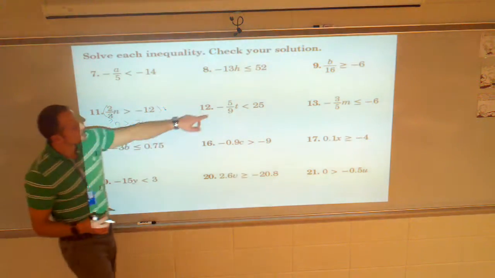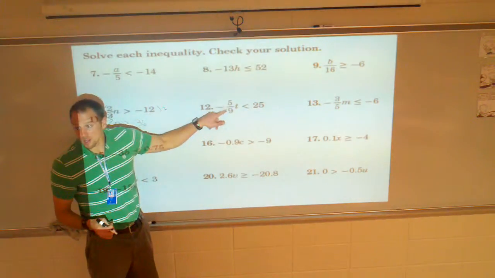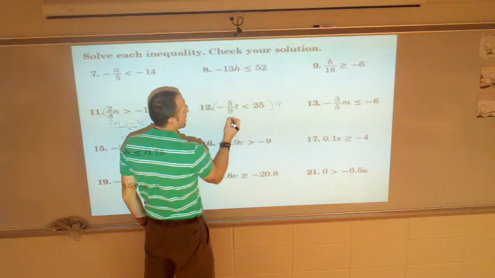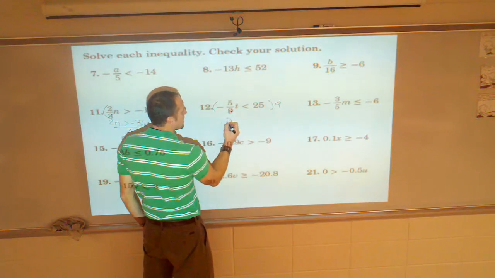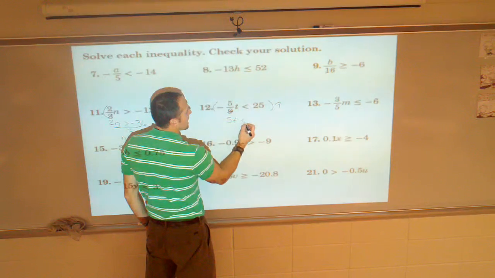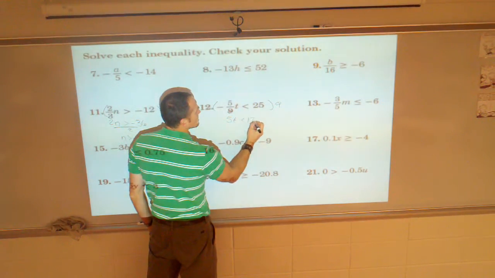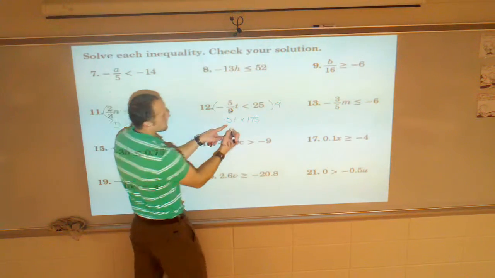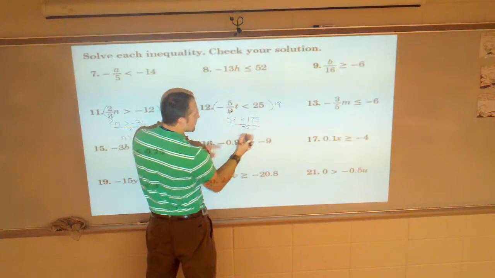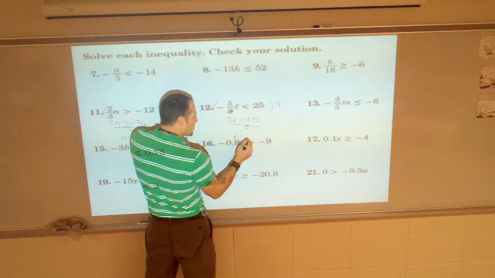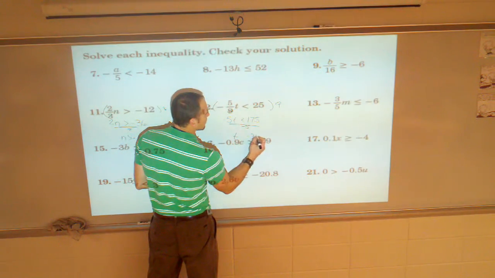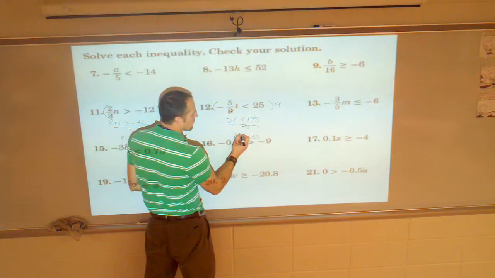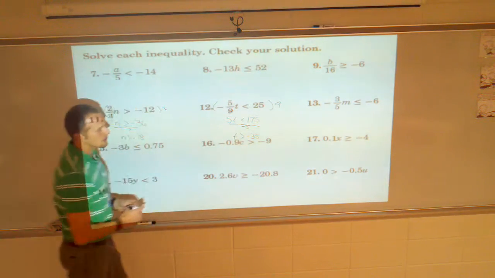If I'm doing this one, the first thing that I would probably do is multiply by 9. Get rid of that 9. Multiply the whole thing by 9. So now I've got negative 5t is less than, this is going to be 175. Next step, divide it by negative 5. So this is going to be negative 35. Since I divided by a negative number, I have to flip my sign.